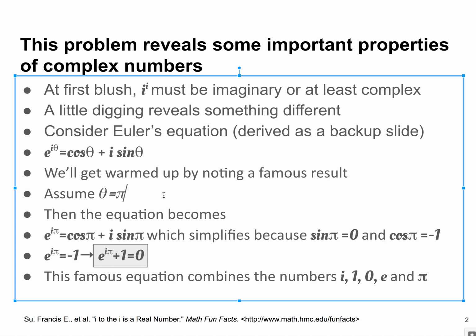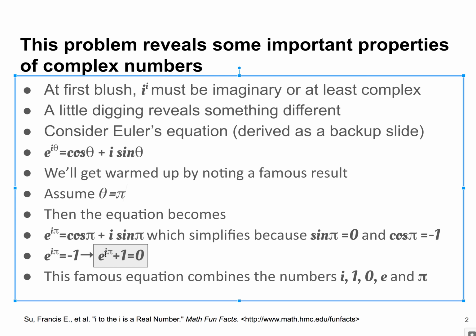For example, if we put in for theta here, which can be any real number, we can put in pi. And we get this. e to the i pi is equal to cosine pi plus i sine pi. That's just substituting pi in here. And this simplifies quite a bit because the sine of pi, if you remember your trig, is 0. That's here. And the cosine of pi is -1. So this famous equation becomes this even more famous equation.